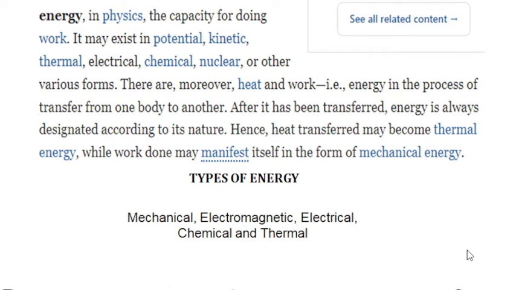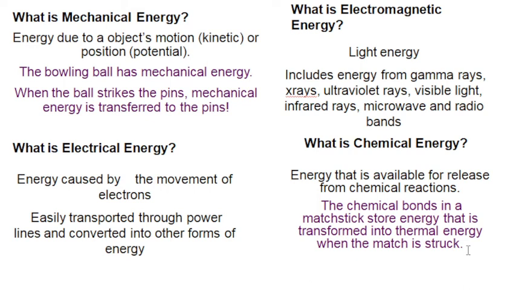Okay, so you see, what do we mean by mechanical energy? Energy due to an object's motion is kinetic, and in a static position, the energy lying in that body is known as potential energy. Okay, so mechanical energy is of two types. One is kinetic energy, another is potential energy.